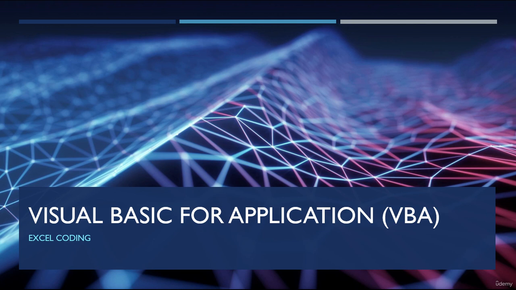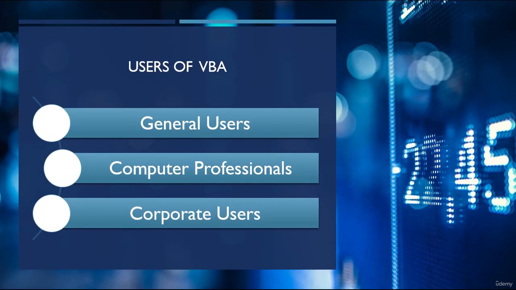So, how is VBA used? VBA is used to perform different functions, and different types of users use the programming language for various functions. The following are the different parties that use VBA: general users, computer professionals, and corporate users. So let me tell you how they use it. So let's start with general users.